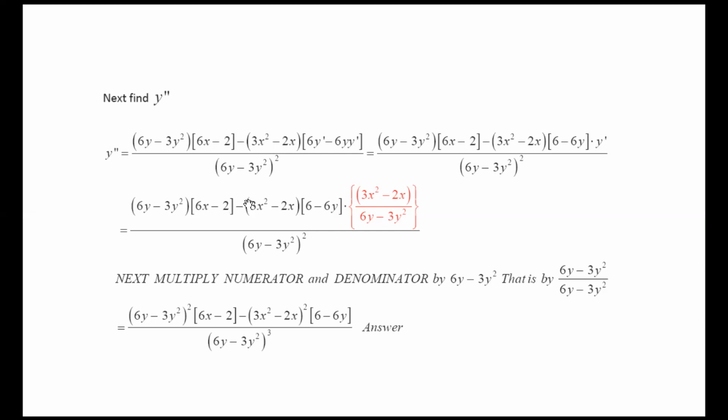Okay. When we multiply this part by 6y minus 3y squared, guess what? This vanishes, does it not? 6y minus 3y squared times this, we can cancel this out. And we're left with this and this, and we got 2 of those, so that's squared times this. And of course, when we multiply the denominator by 6y minus 3y squared, we get 6y minus 3y squared cubed. And for all intents and purposes, we're through the problem.